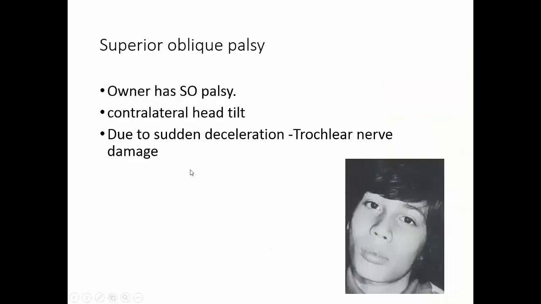Right. What happened to the owner? The people in the back seat of a car are subjected to sudden deceleration because of the sudden brake. Sudden deceleration causes this slender trochlear nerve to get damaged, mostly a neuropraxia, but it can cause more permanent damage. The important thing you can see is that the patient has a head tilt. Although he doesn't have any features of direct trauma here, you don't think that it is malingering, but this head tilt indicates that he has a right superior oblique palsy.